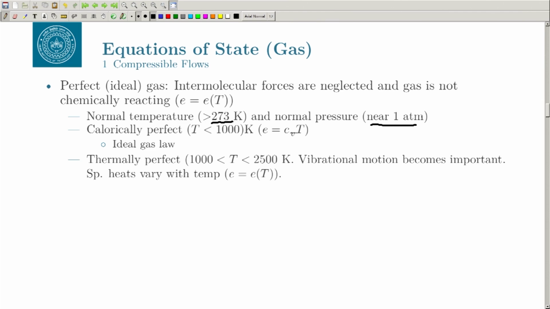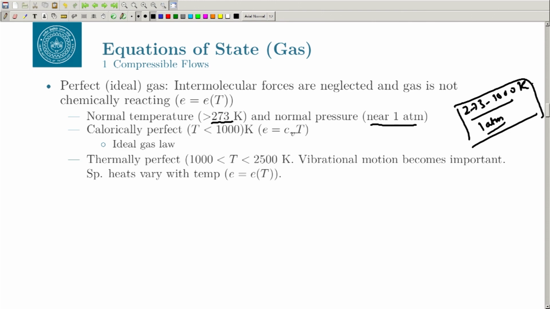The gases will not react also, because the temperature is not that high. So, we are talking about a temperature from around 273 to around 1000 Kelvin, and a pressure around 1 atmosphere. In those cases, we can ignore the intermolecular forces, and we can use the ideal gas equation. Now, the ideal gas can be of two types: one is the calorically perfect gas, another is the thermally perfect gas. So, what is calorically perfect and thermally perfect?